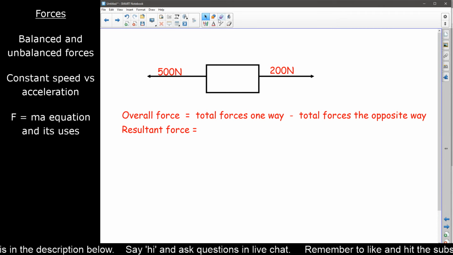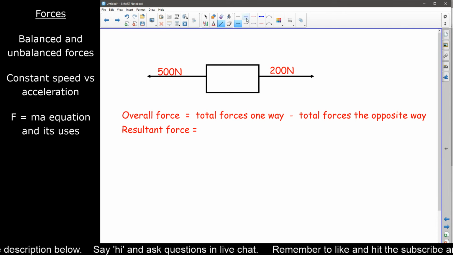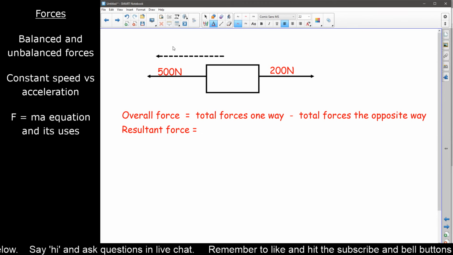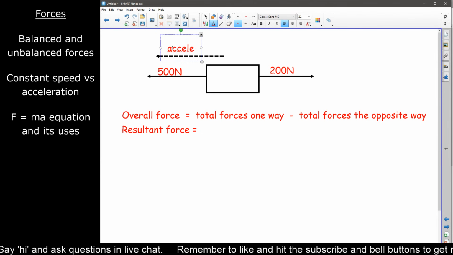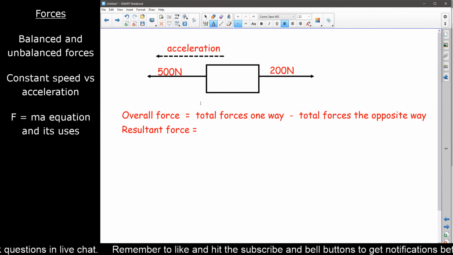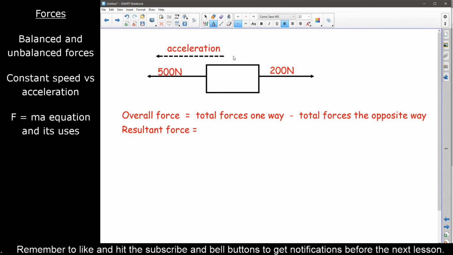And since I know that there's an overall force of 300 newtons to the left, I can say that the acceleration of this object is this way. I cannot tell you which way it's moving. I have no idea about that. But I can tell you that it's accelerating this way, that its speed is changing in the left direction because that's the direction of the largest force.